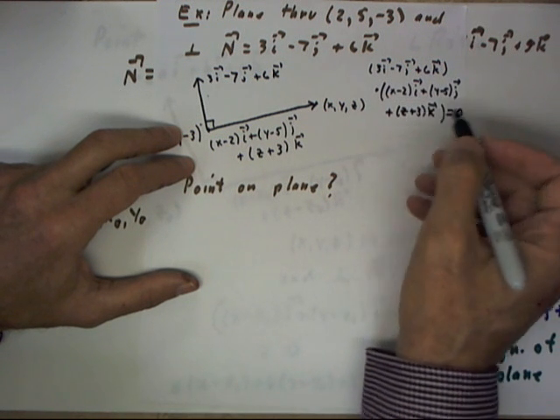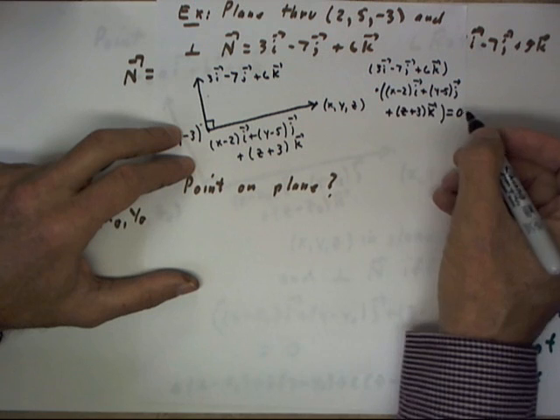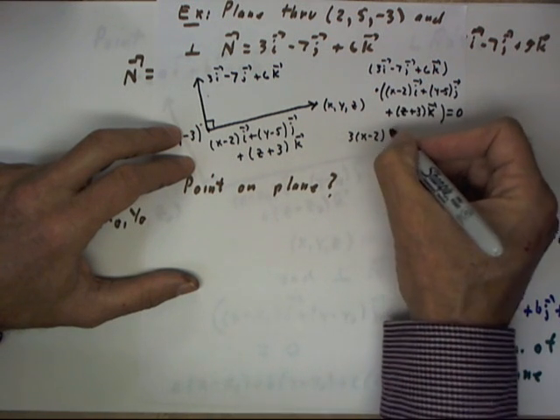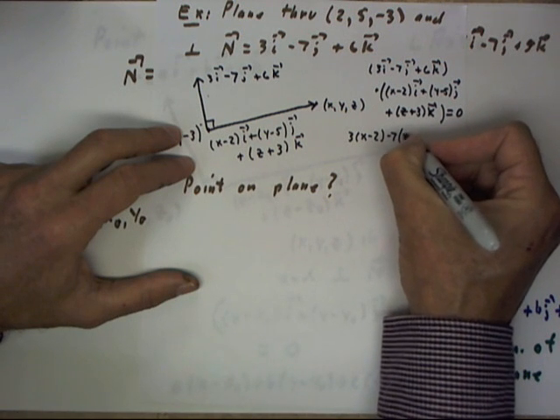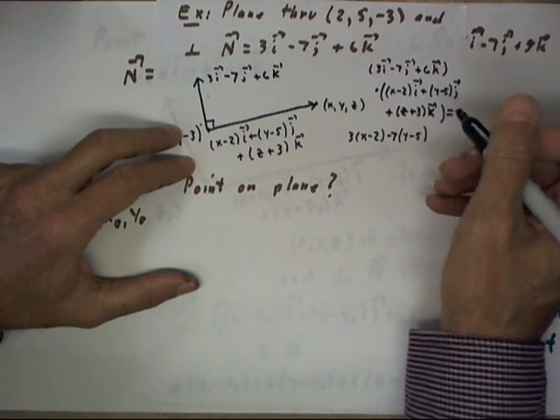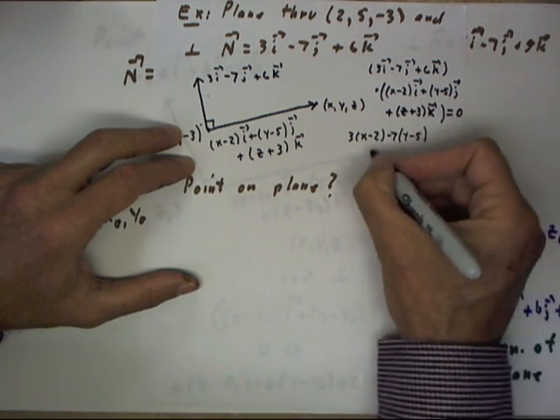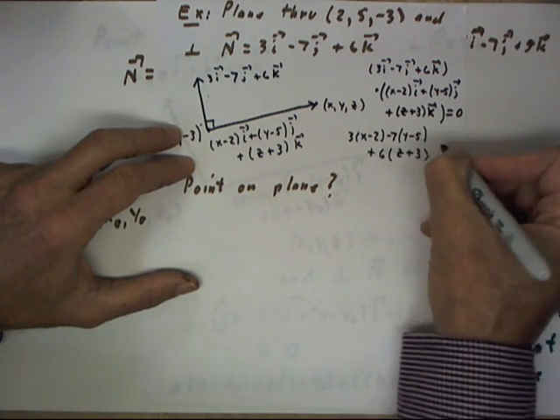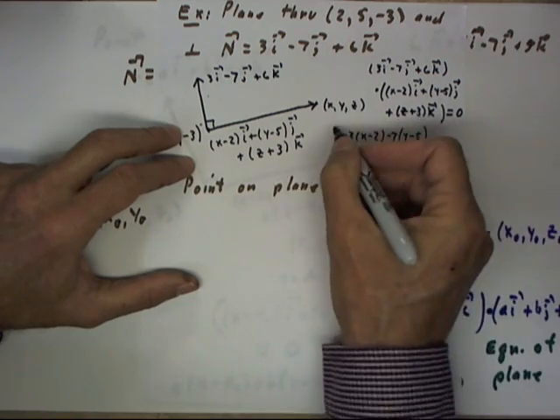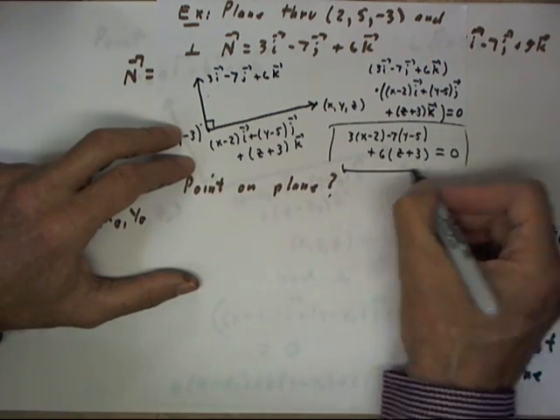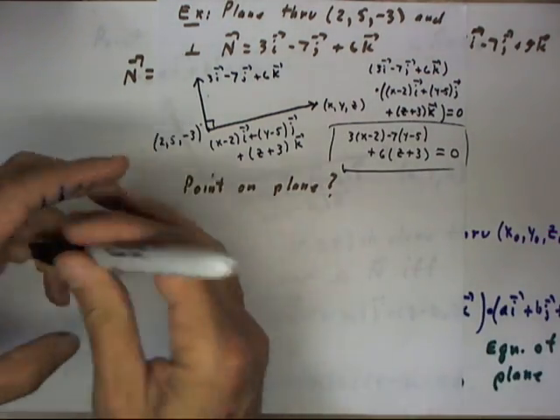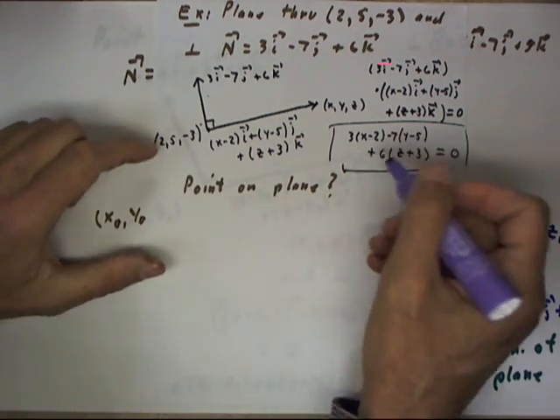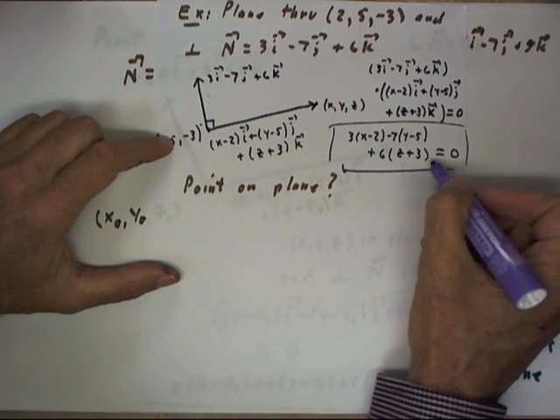Multiplying our i, j, and k components, adding them up, and setting them equal to 0, we get 3 times x minus 2, minus 7 times y minus 5, plus 6 times z plus 3 equals 0. And this is going to be the equation of our plane. So our plane is expressed by this equation.